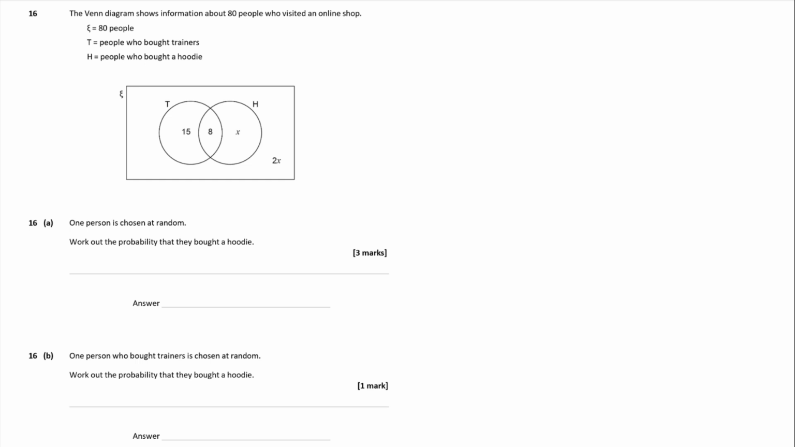Okay. Question 16. The Venn diagram shows information about 80 people who visited an online shop. So the universal set is equal to 80 people. T is the people who bought trainers. H is the people who bought hoodies. And you can see some of those have been given algebraically, so we're going to have to find out what that X is in a minute.